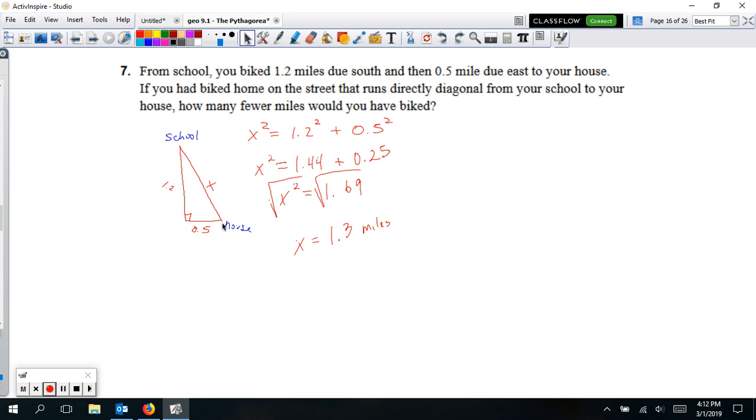So how many miles did he actually take? 1.2 plus 0.5, if you add those together, is 1.7. So he actually did bike 1.7 miles. If he had biked this diagonal, it's 1.3 miles. So we just do a little subtraction, 1.7 minus 1.3, which gives us 0.4 miles fewer. So that's the answer, 0.4 miles fewer, because you're answering our question. Always make sure you answer the question as they ask it: how many fewer miles would you have biked?